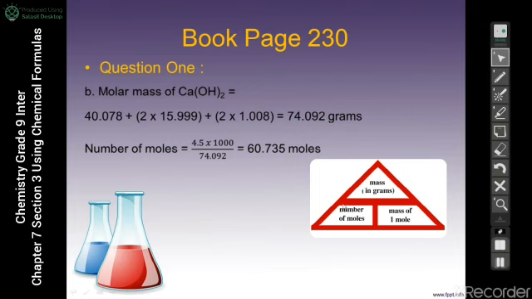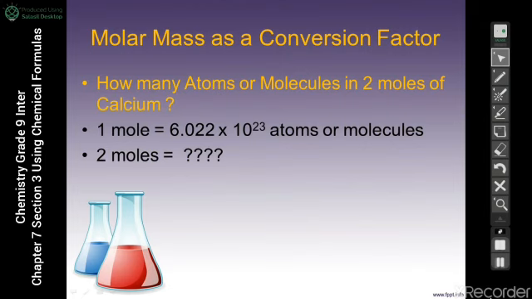He asked about the number of moles, so from this relationship the number of moles equals the mass in grams over molar mass. It's given in the problem as 4.5 kilograms, so I have to convert it into grams by multiplying by 1000. So 4.5 multiplied by 1000 over the molar mass I calculated in the first step.